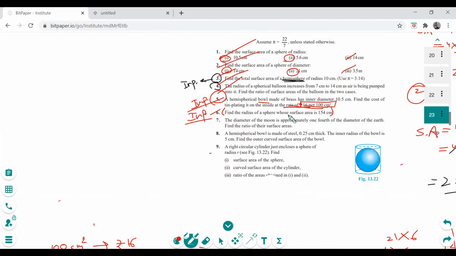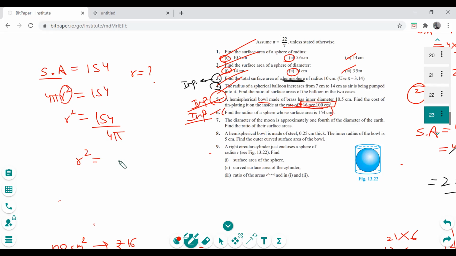Find the radius of a sphere whose surface area is this. The condition is changing. We are given the surface area this time. Instead, we have to calculate the radius now. And what's the formula of surface area of a sphere? 4 pi r square. 4 pi r square equals 154. Now keeping this guy right here and taking everything else here. Now putting the value for pi, what's the value of pi if it is not mentioned? It is 22 by 7.